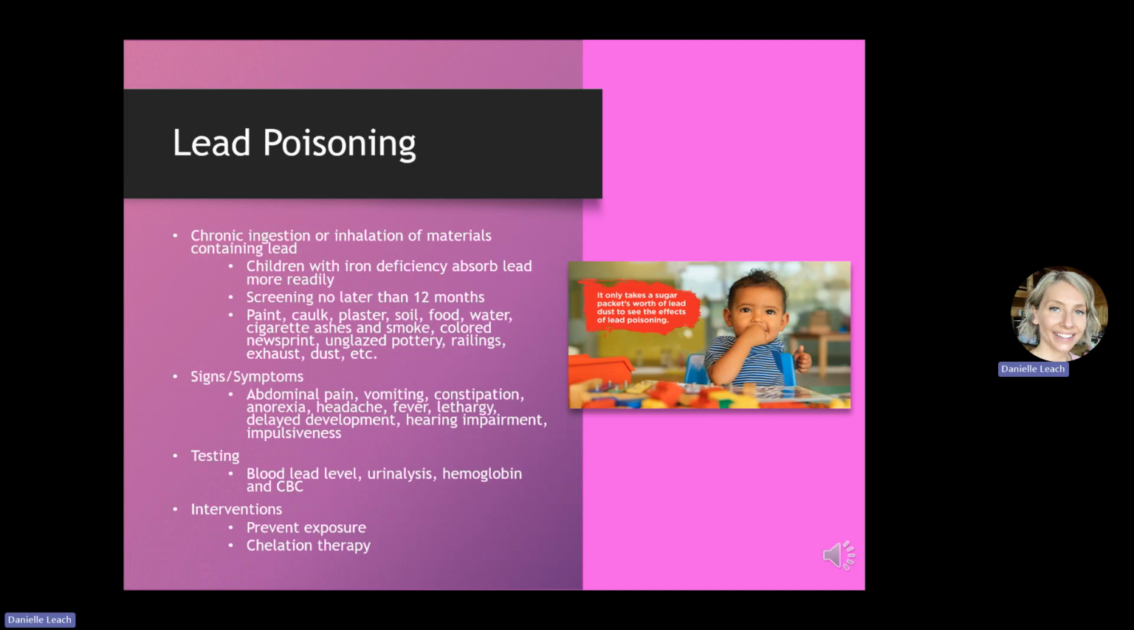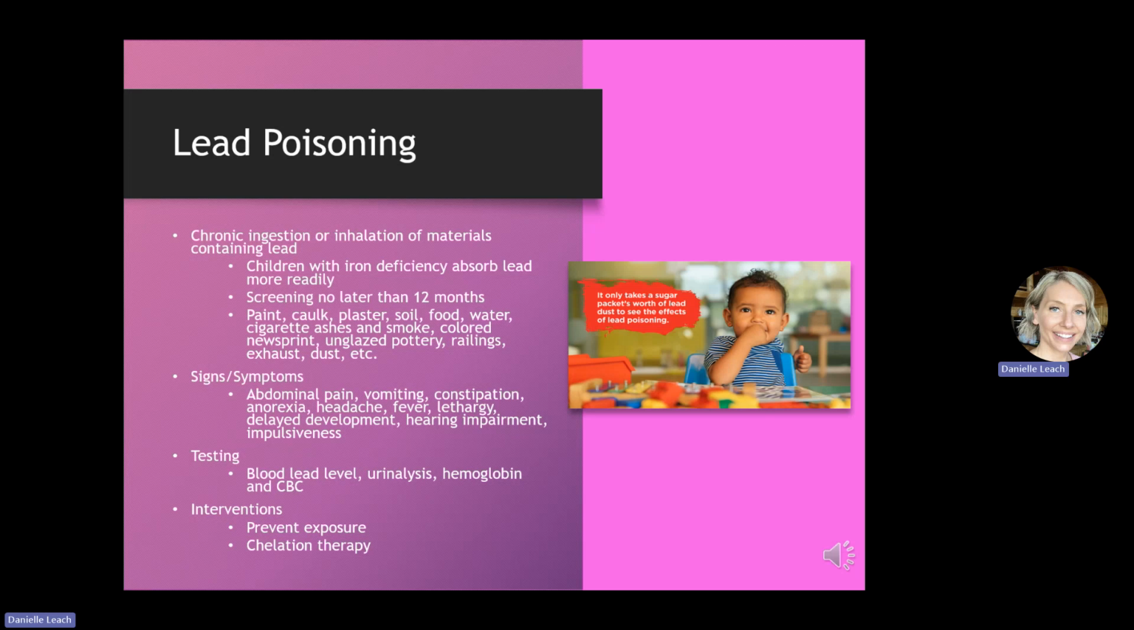Lead poisoning can happen when the child comes into contact with materials that contain lead and either ingests it or inhales it. Children with iron deficiency anemia also absorb lead more readily. The American Academy of Pediatrics recommends screening all children for lead poisoning no later than 12 months of age, and then also yearly after if they are at risk for it.